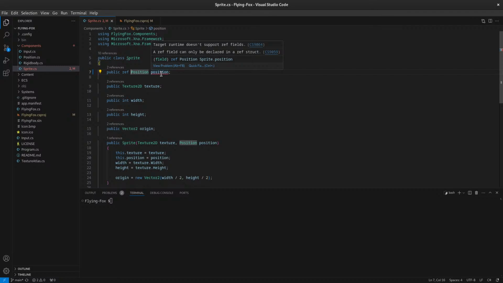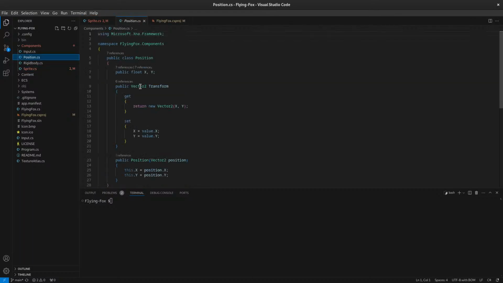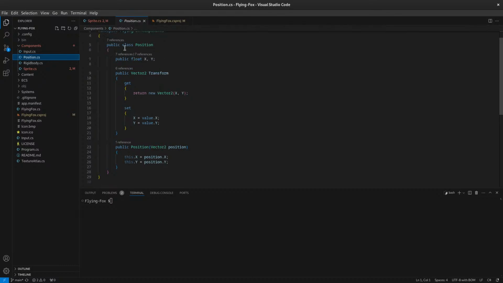Now, there is probably a way around this by changing the runtime, but for the simplicity of this series, I'm not going to do that. We are just going to use a simple class. So we have it here, the position class. It stores references to the actual values. So classes are passed by reference in C#.